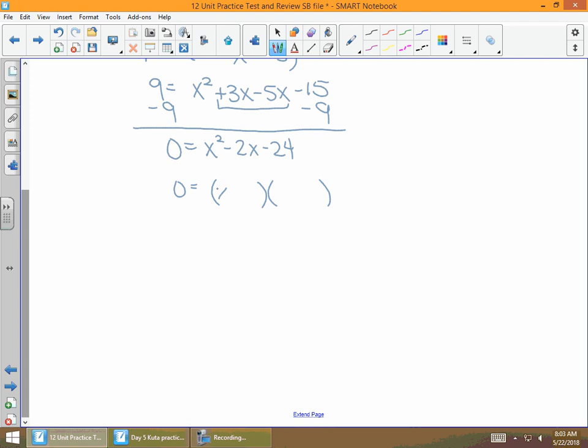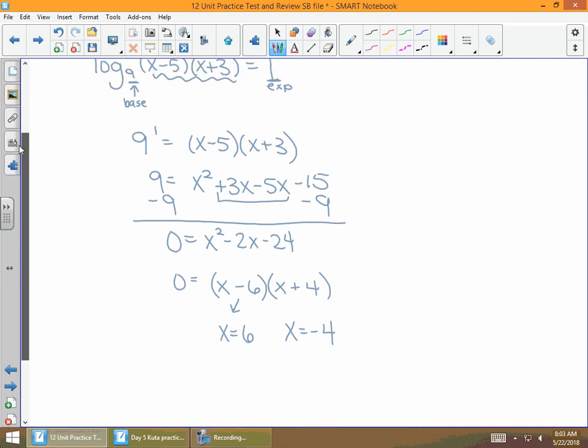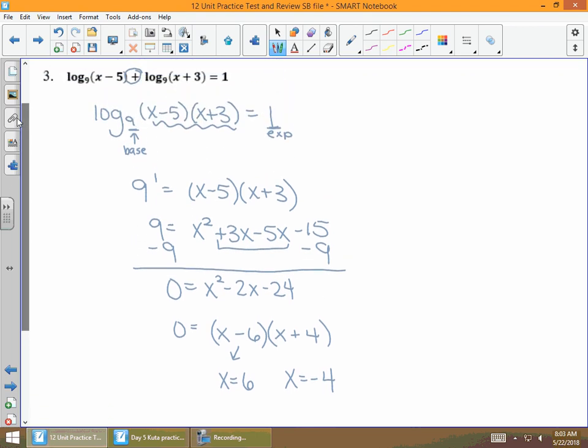Two numbers that multiply to negative 24 and add to negative 2 are negative 6 and positive 4. And that means x equals 6 and x equals negative 4. Before we get all excited and circle our answers, we just have to make sure that both work if we were to plug them back in. Remember, we can't take the log of a negative.